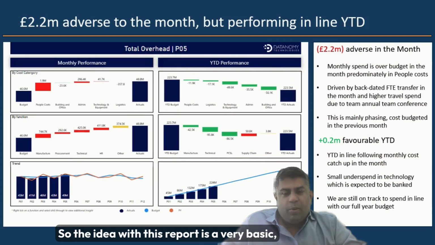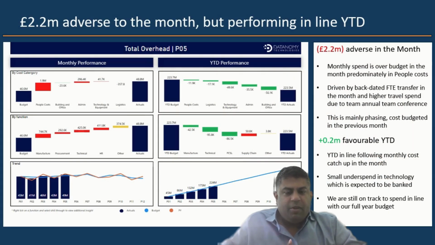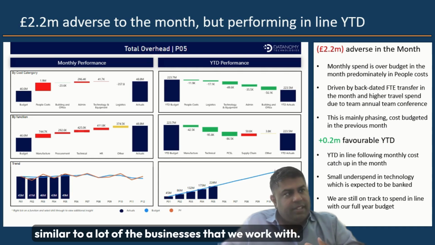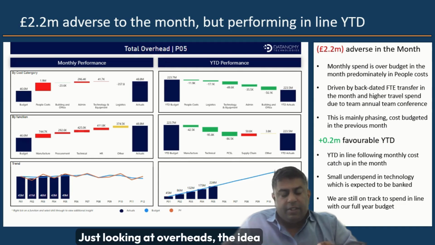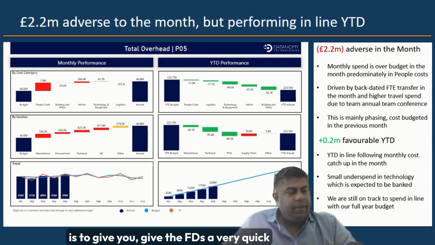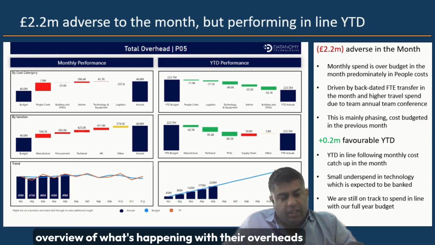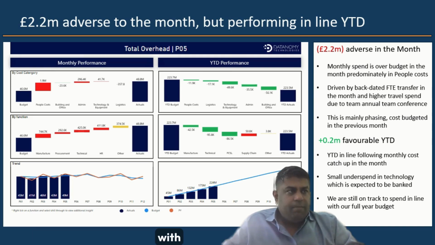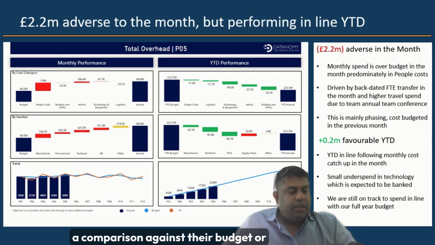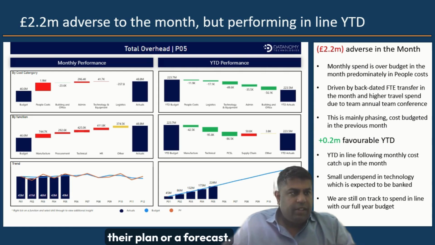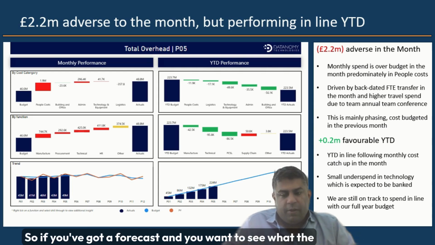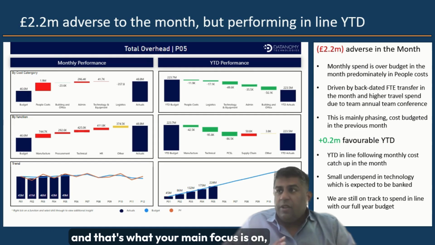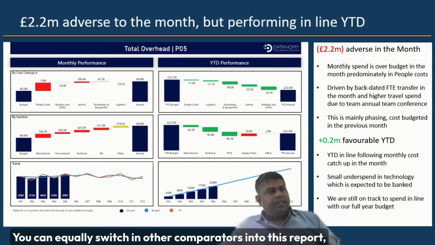So the idea with this report is a very basic, simple demo with some data that's quite common and similar to a lot of the businesses that we work with. The idea is to give FDs a very quick overview of what's happening with their overheads, with a comparison against their budget or their plan or a forecast. So if you've got a forecast and you want to see what the differences are, and that's what your main focus is on, you can do that very quickly. You can equally switch in other comparators into this report.